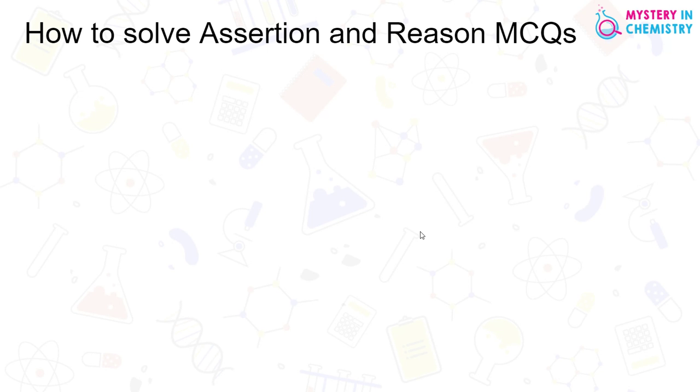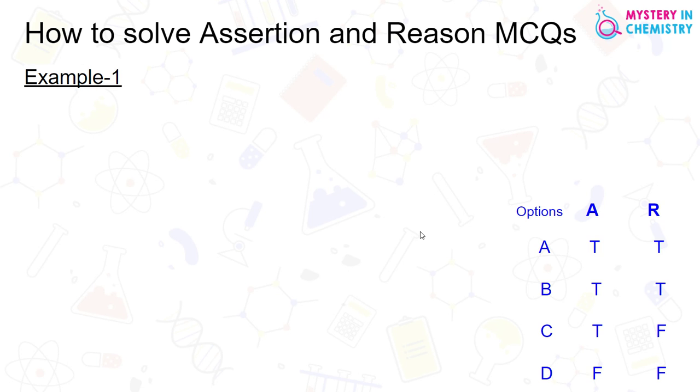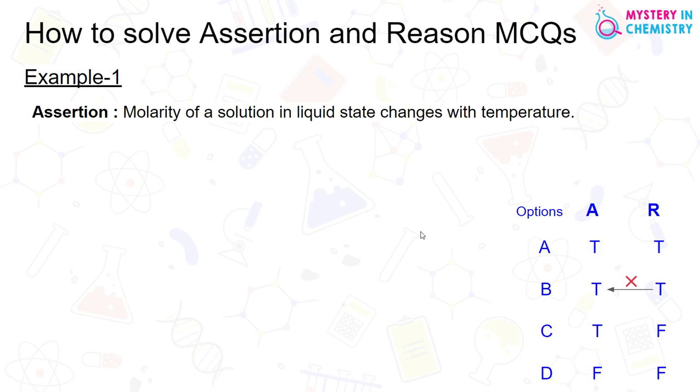Here is example 1. Keep the option shortcut ready. Here options are A, B, C, D. A and R are assertion and reason, and T and F is representing true and false. So the first step is read assertion statement carefully and think whether it is true or false.